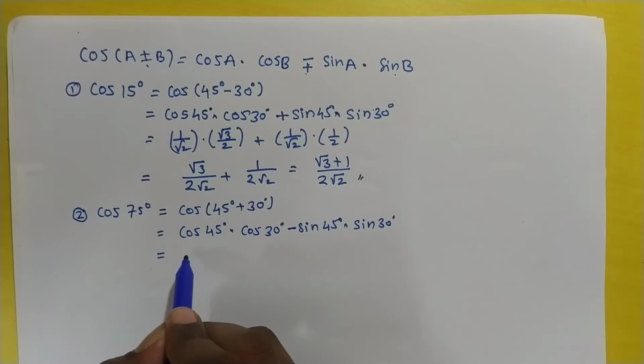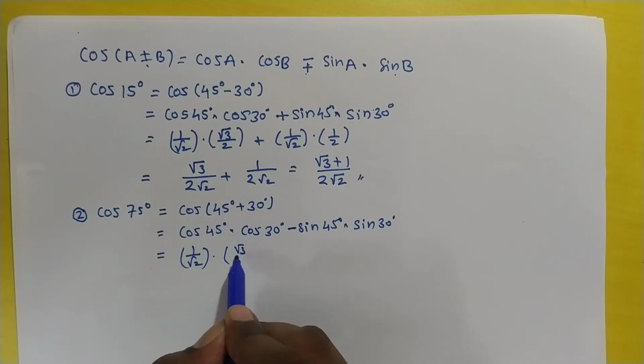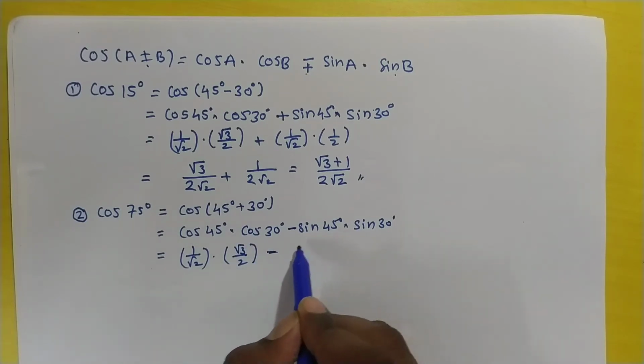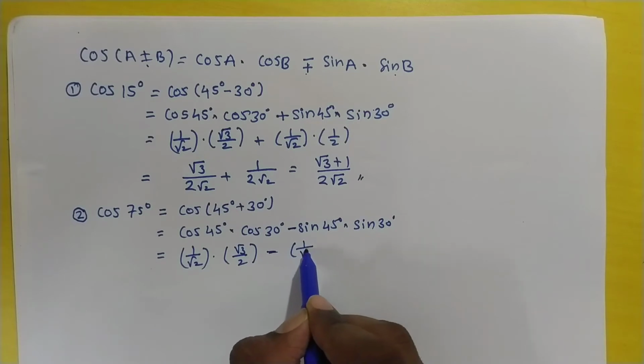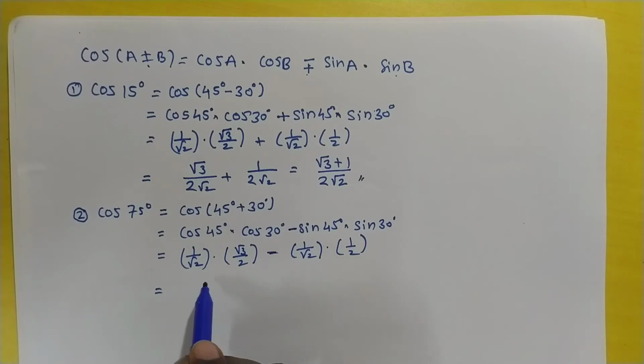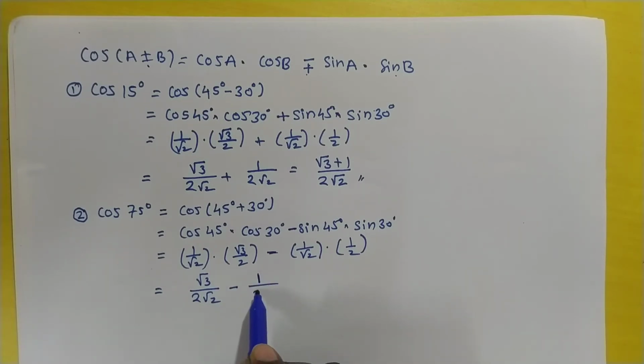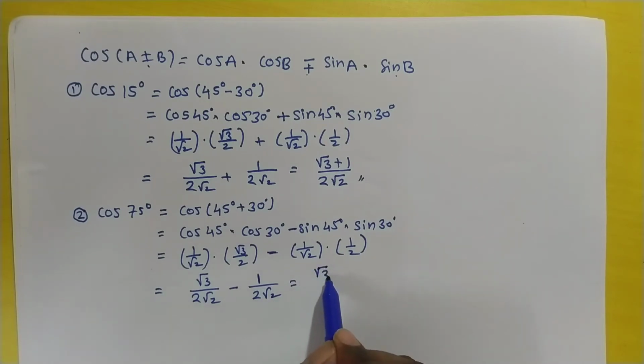So it is equal to cos of 45, 1 upon root 2, cos of 30 degree, root 3 by 2, minus sin of 45, 1 upon root 2, sin of 30 degree, 1 by 2. After multiplication, we get root 3 on divide 2 root 2, then minus 1 on divide 2 root 2. Here we again get like fractions, therefore we can write root 3 minus 1 on dividing 2 root 2. So this is the answer for cos of 75 degree.